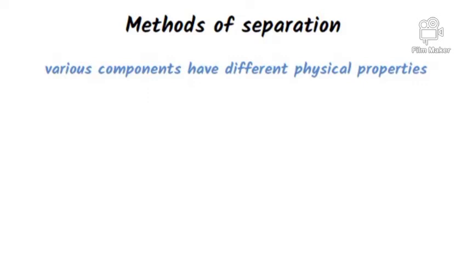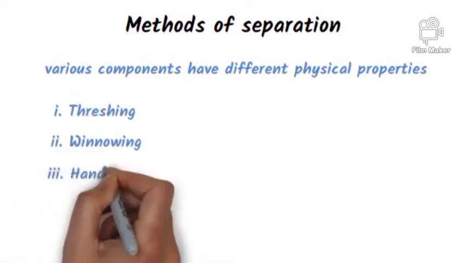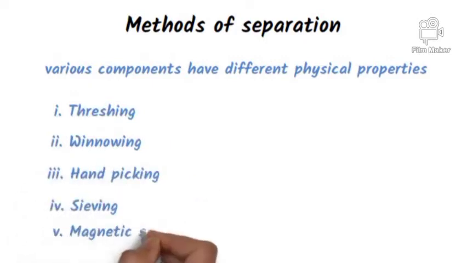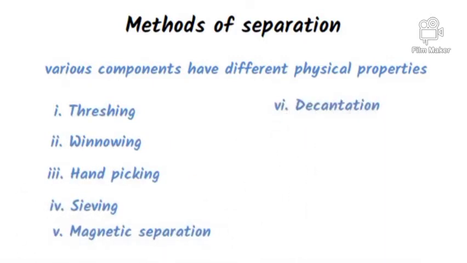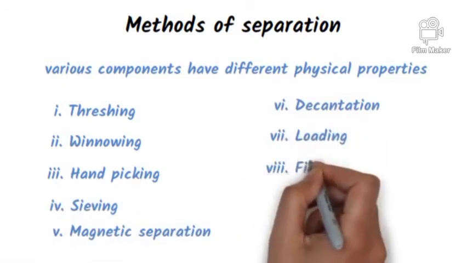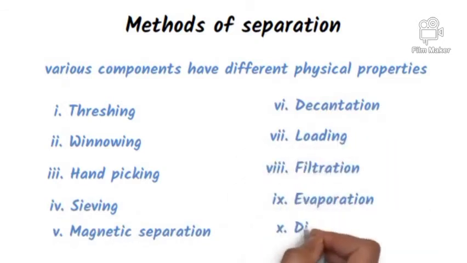The commonly used methods of separation are threshing, winnowing, hand picking, sieving, magnetic separation, decantation, loading, filtration, evaporation, and distillation. Let us discuss these methods one by one.